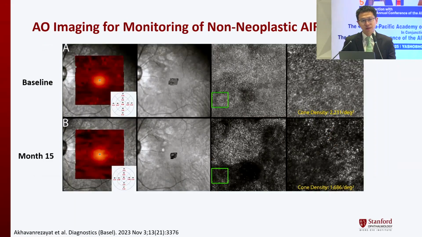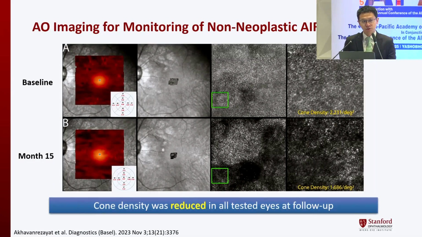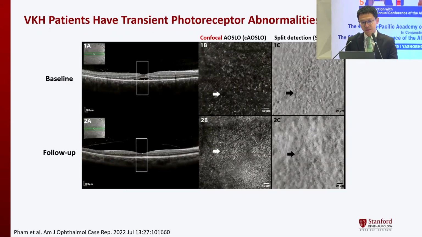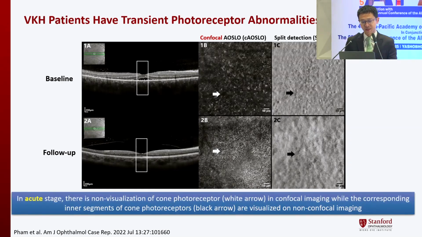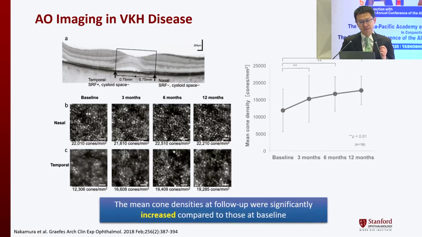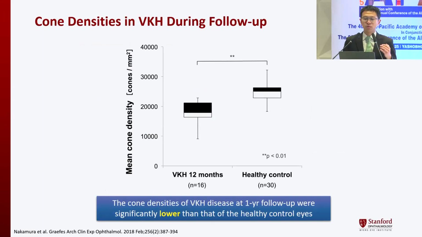For monitoring non-neoplastic autoimmune retinopathy, the AO system shows that the cone density was reduced in all AIR patients. In VKH patients, AO systems are able to demonstrate transient photoreceptor abnormalities. If we quantify the photoreceptor density, we can show that the mean cone densities at follow-up are significantly increased compared to those at baseline. However, patients with the disease cannot reach the normal level of a healthy person after 12 months of follow-up.